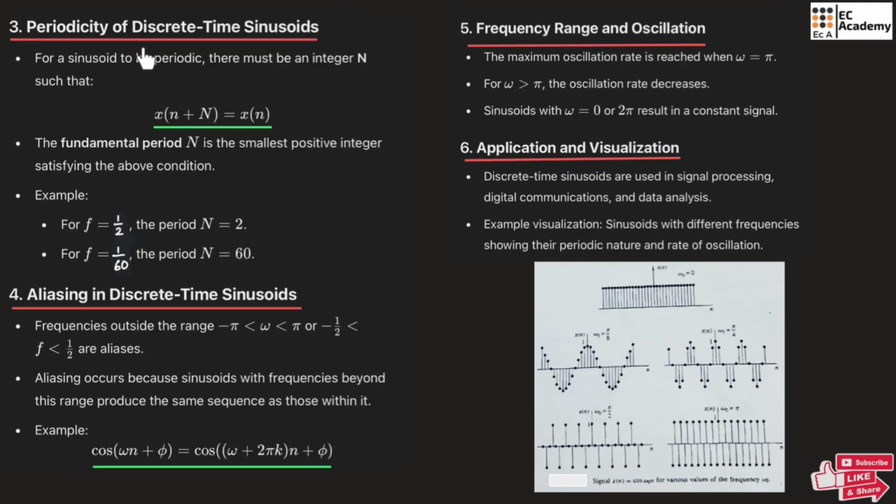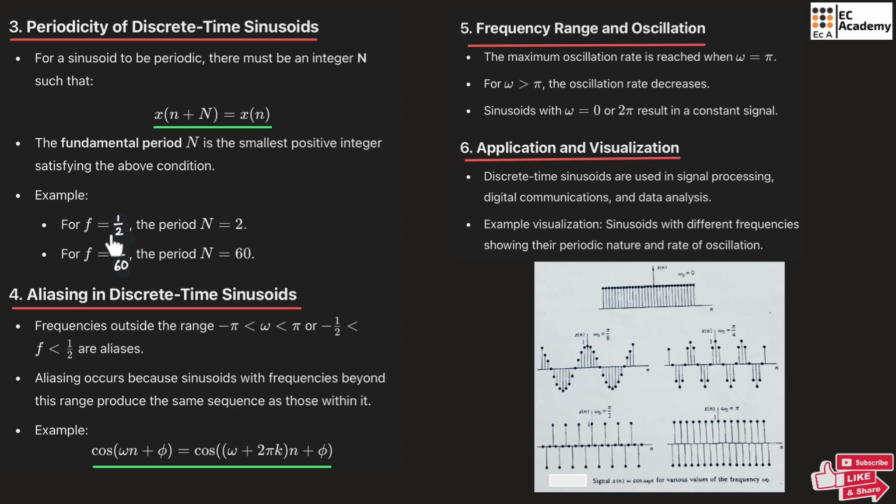Next is periodicity of discrete time sinusoidal signal. For a sinusoidal signal to be periodic, we should have the condition x of n plus N should be equal to x of n. This we have already understood in our previous property. Here capital N represents the fundamental period, which is the smallest positive integer that will satisfy this condition.